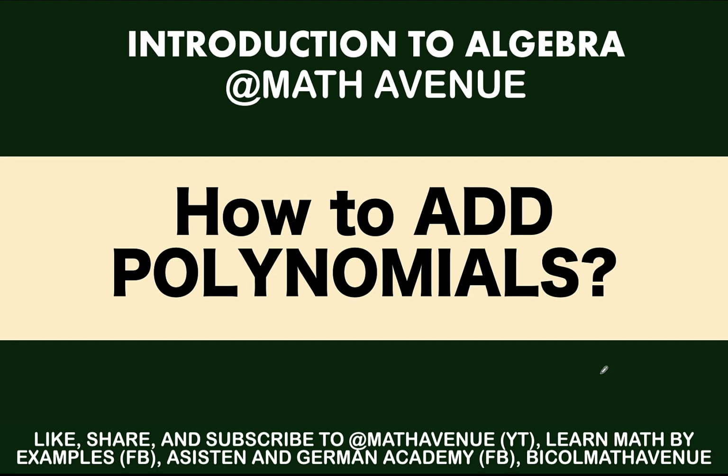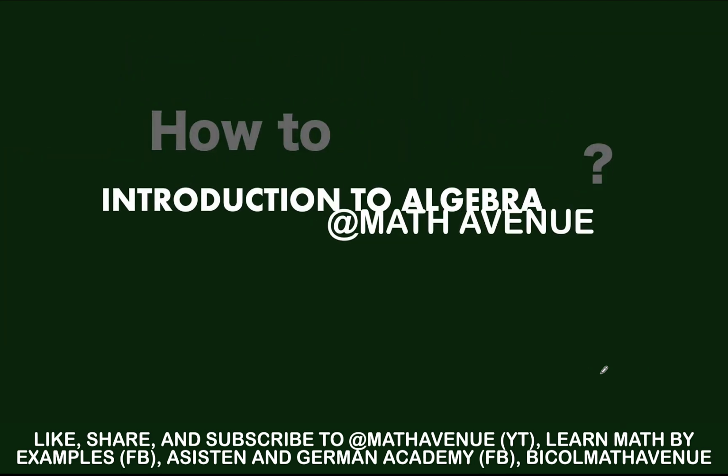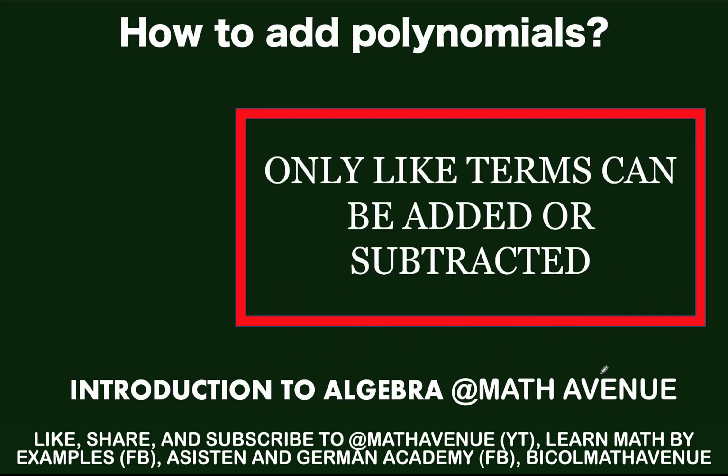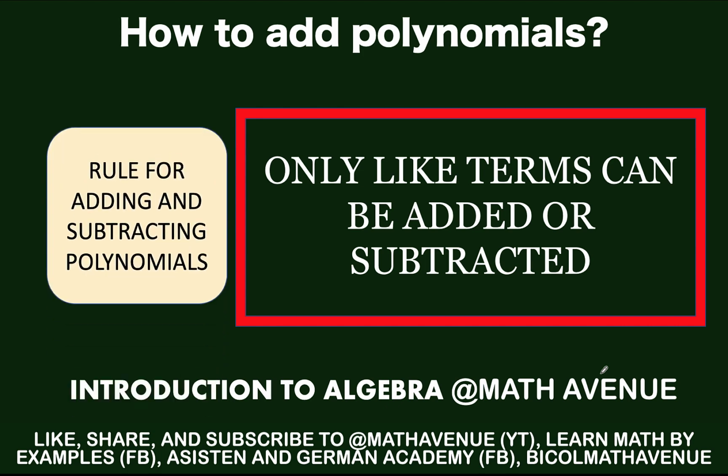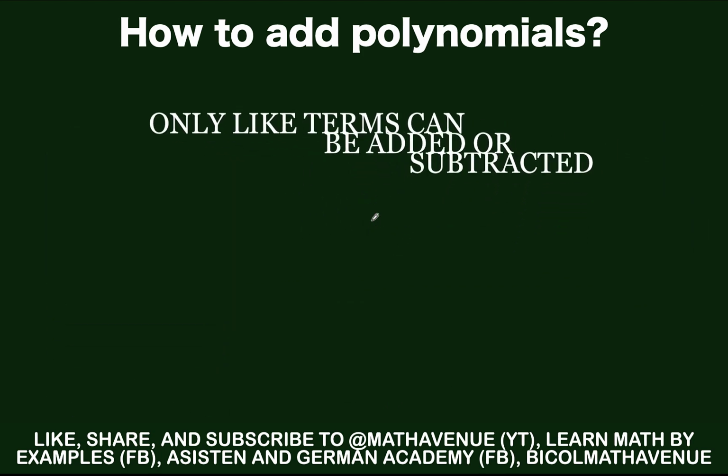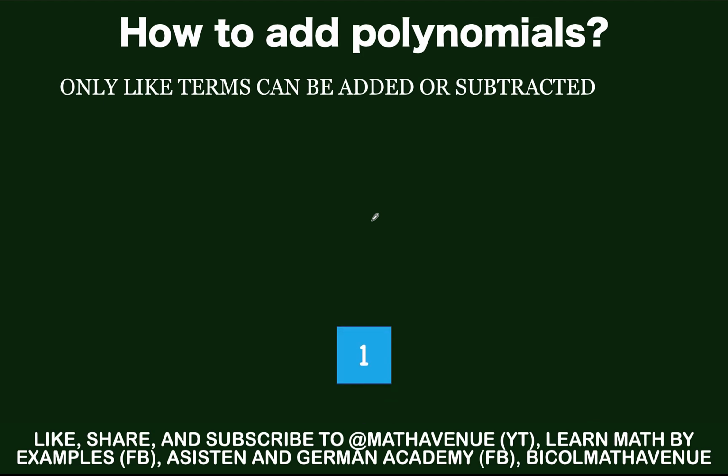So let's begin now with the first operation, how to add polynomials. The rule for addition of polynomials is only like terms can be added, and that holds true also for subtraction. So what do we mean by like terms? So we can understand this better, let's begin visualizing polynomials. This is our visualization of 1. Its side length is 1 unit, and its area is therefore 1 square unit.